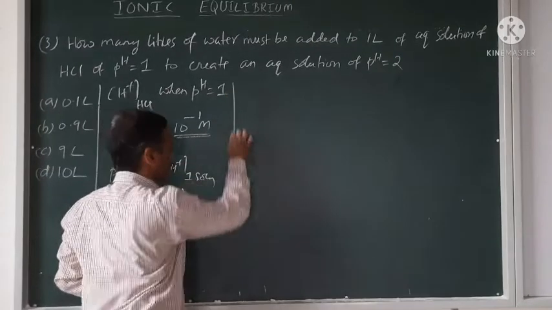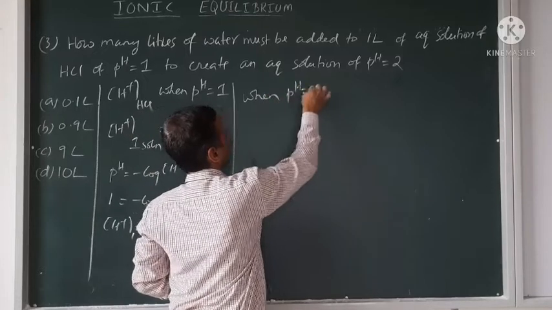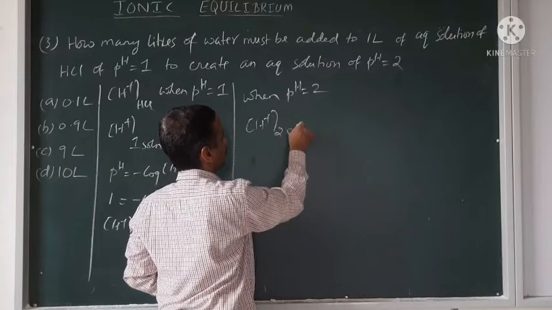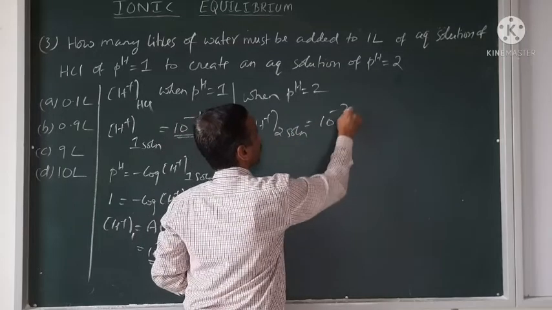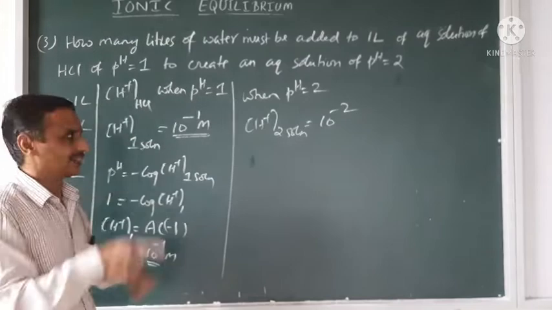Now, when pH is equal to 2, the H plus ion concentration of the second solution is 10 to the power minus 2. Again, use this one only. I am not going to do it completely again.